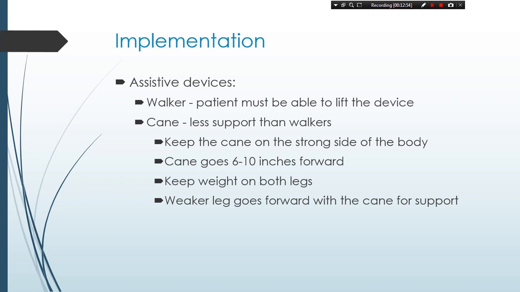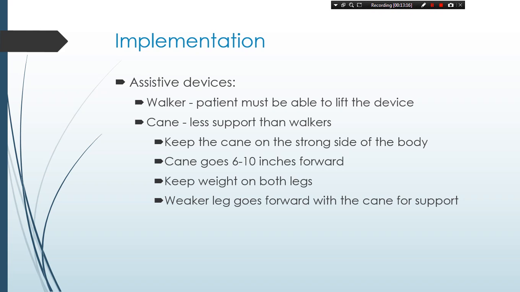The two most common assistive devices are walkers and canes. There is a standard and there is a rolling walker. Walkers can provide stability and balance. Patients must be able to lift the walker. Rolling walkers are great for patients who want to move quickly, but they can also pull the patient forward.